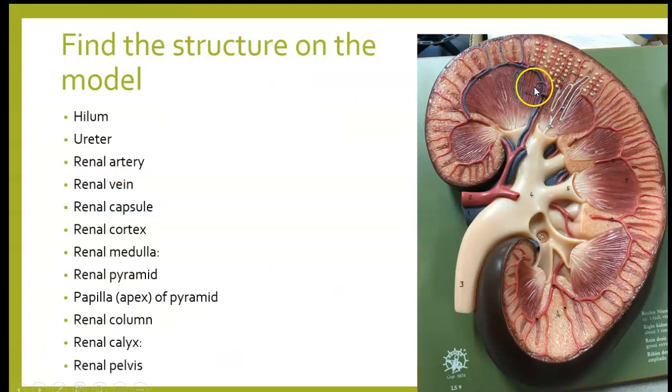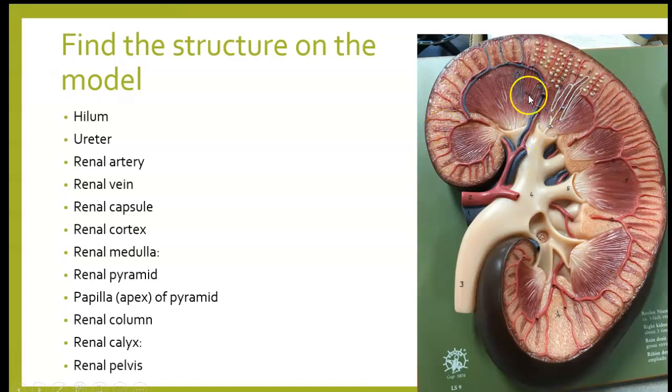Again, here's a model of the kidneys. You can see here's the hilum, right? This big indentation where these vessels are coming in. This would be the ureter, which is number 3. The renal artery in red would be number 2. The renal vein would be number 1 in blue. The renal capsule, you can see this layer right here, this very outside layer. The renal cortex would be all of this in pink.